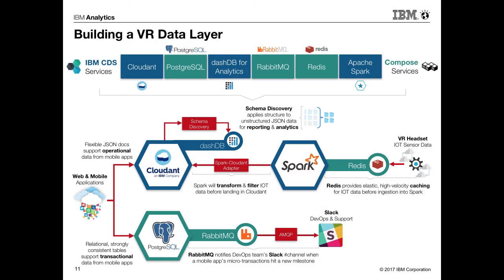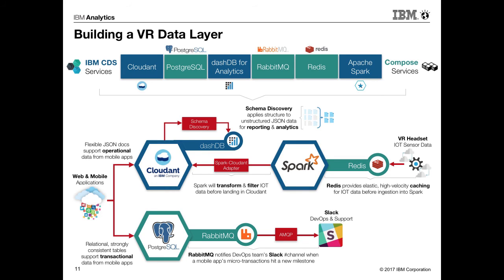And finally, for the streaming data coming out of our Internet of Things device, out of that virtual reality headset, again, we have massive volumes of data coming at us very quickly. And so for that reason, we'll want to set up a caching layer in front of the rest of the stack. And that will be powered by Redis from Compose to first land the data and then prep it for transformation inside of analytics from Apache Spark.